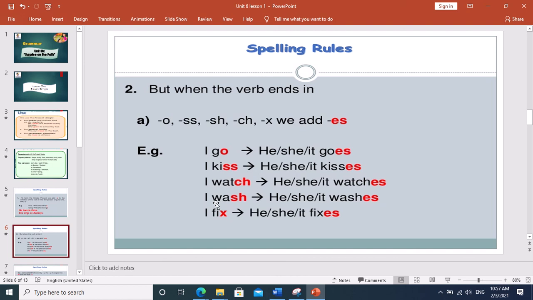I wash. Wash here, I'm going to put it in infinitive because I have one of the plural pronouns. But when I use wash with one of the singular personal pronouns like he or she or it, I have to look at the end. What I have, sh. One of the letters that I have to put es, so I'm going to put es. I fix. And with what? X. So when I use fix with he or she or it, singular personal pronoun, I have to put es.